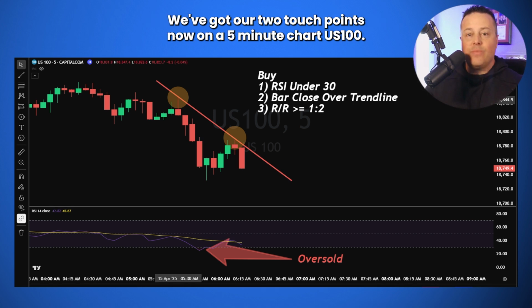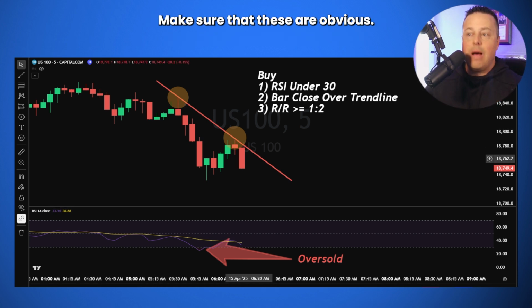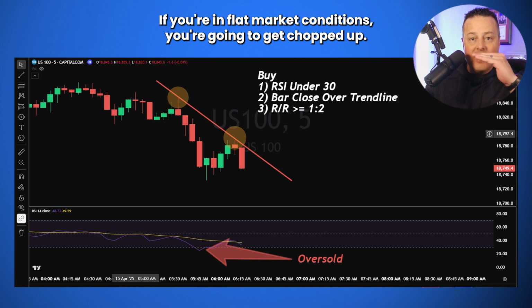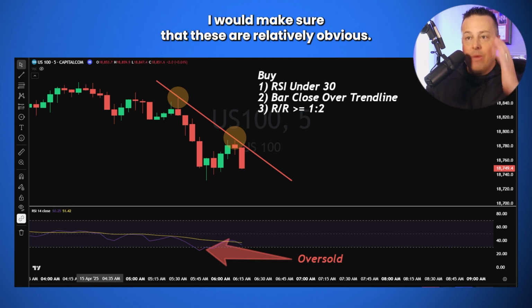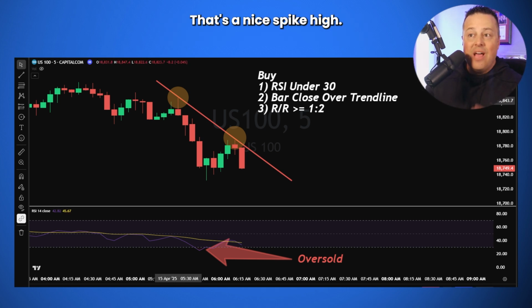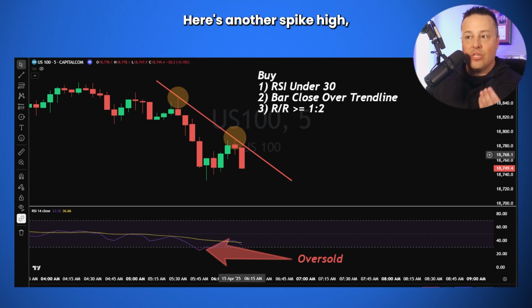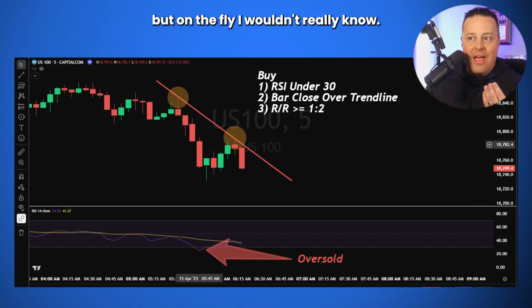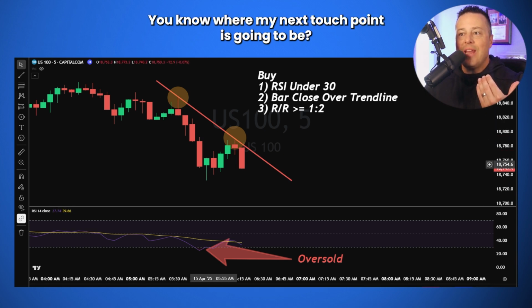We've got our 2 touch points. Now on a 5-minute chart, US 100, make sure that these are obvious. If you're in flat market conditions, you're going to get chopped up. I would make sure that these are relatively obvious. That's a nice spike high. Here's another spike high. So you say, Shane, but on the fly, I wouldn't really know where my next touch point's going to be.